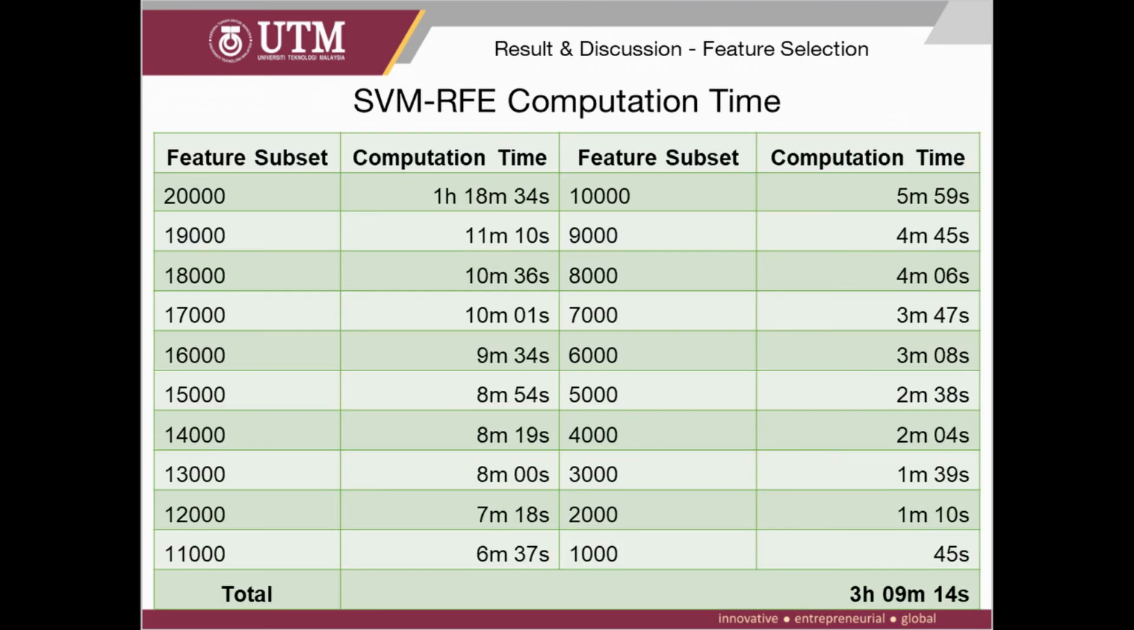This is the computation time for the selection of each feature subset. The SVM-RFE algorithm ran for a total of 3 hours and 9 minutes to select 20 feature subsets. It can be seen that for every 1,000 lesser features, the computation time speeds up by about 30 seconds.